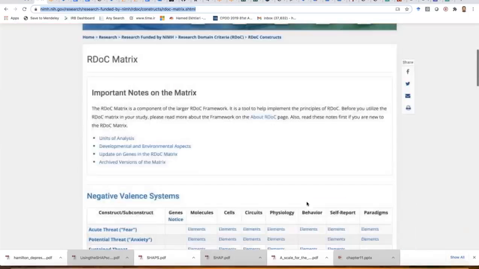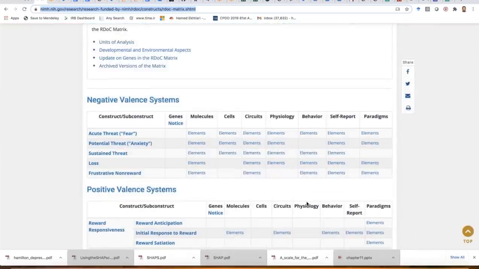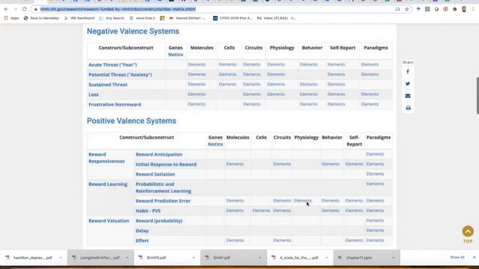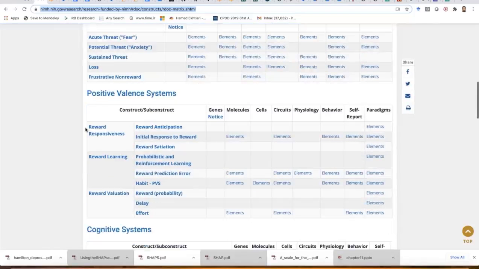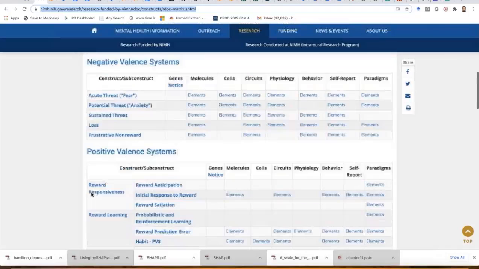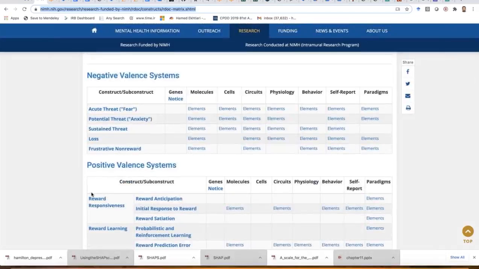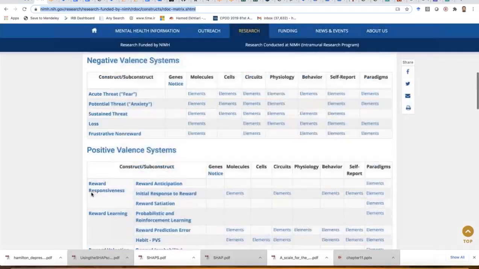Let me just click on this, and if you go through the different systems in this setting, you can see that for the negative valence system, we have 5 different subconstructs. And for the positive valence system, we have 3 subconstructs. So we are going to understand these two systems, and as I told you, these are independent systems.